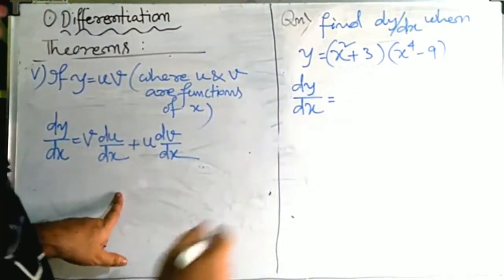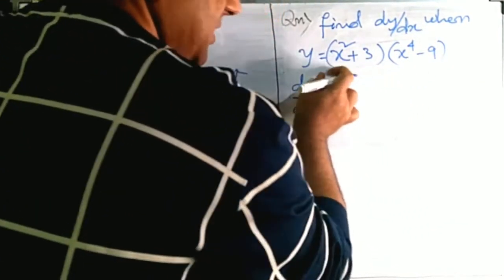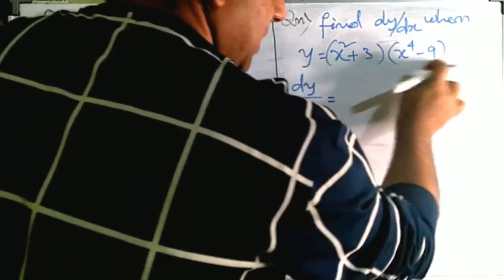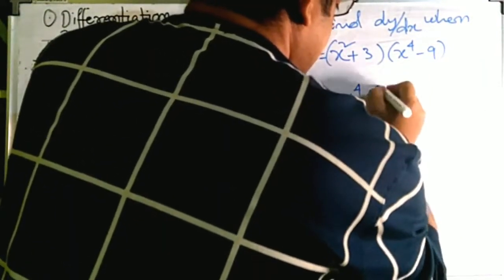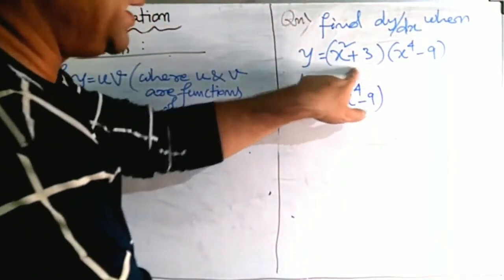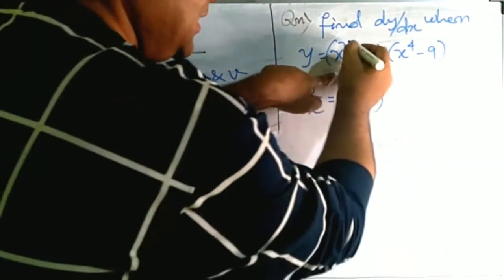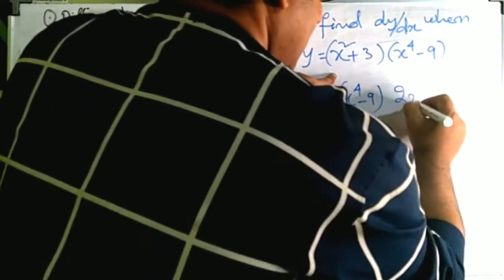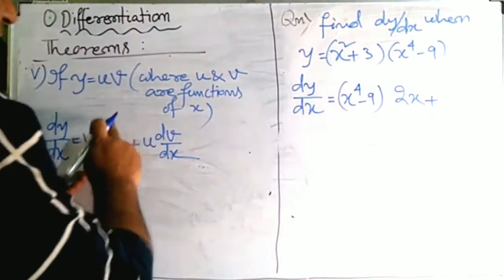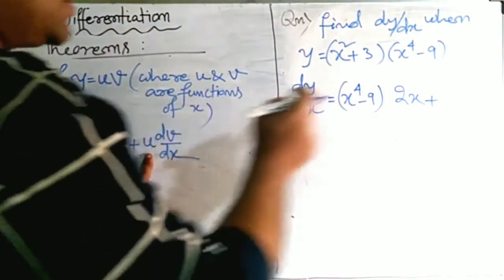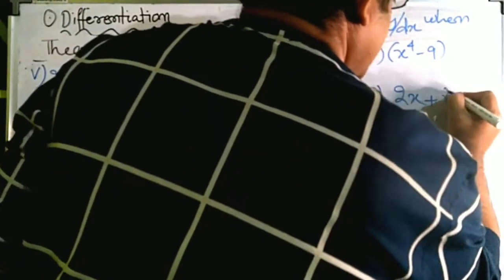Now v du by dx. So this part is u, this part is v, right? So v, x fourth minus 9, multiplied by du by dx. Now you can find it directly: 2x plus 0, the constant's derivative is 0. So plus u dv by dx. So now you keep x square plus 3, times dv by dx.